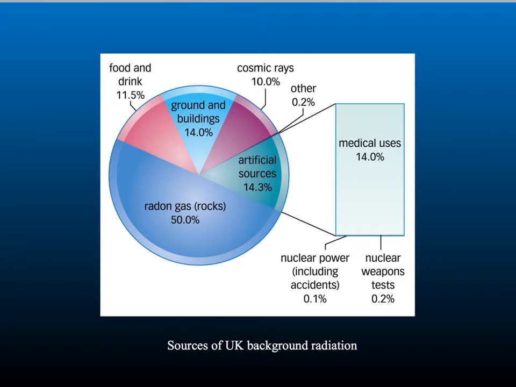This pie chart shows us a breakdown of the percentages of sources of background radiation. We can see that here, half of the background radiation is coming from radon gas or rocks. You've got 11.5% from the food and drink that you consume, 14% comes from the ground and the buildings, 10% from cosmic rays, which come from outer space, and then the remaining last little bit comes from the artificial sources and other sources. Now within the artificial sources, 14% of that comes down to medical uses.